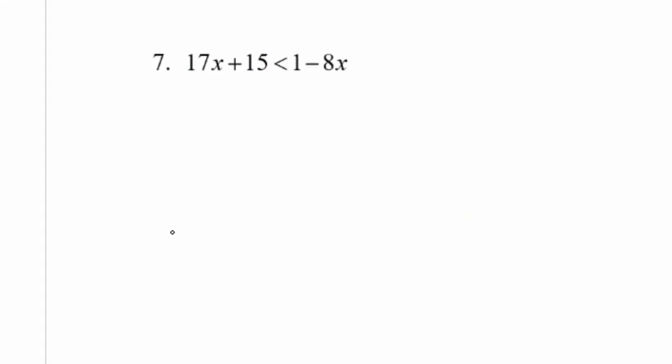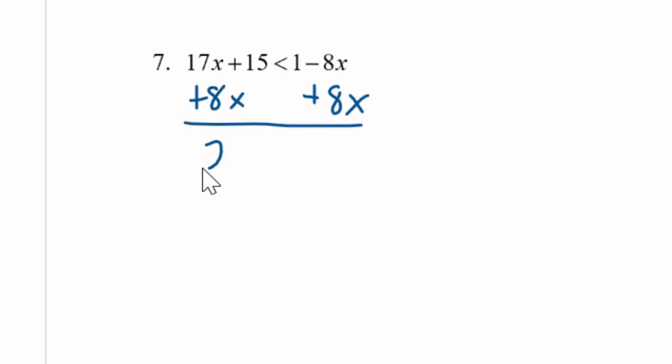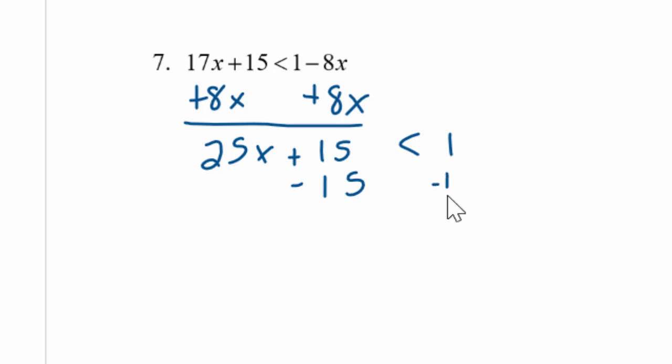Here in number 7, you notice that the variable x is on both sides of the inequality. So our first step is going to be to get those two x terms to the left-hand side of the inequality. So we're going to add 8x to both sides. Over here then, that's going to give us 25x plus 15 is less than 1. And now we're going to subtract 15 from both sides. And so now we get 25x is less than negative 14.